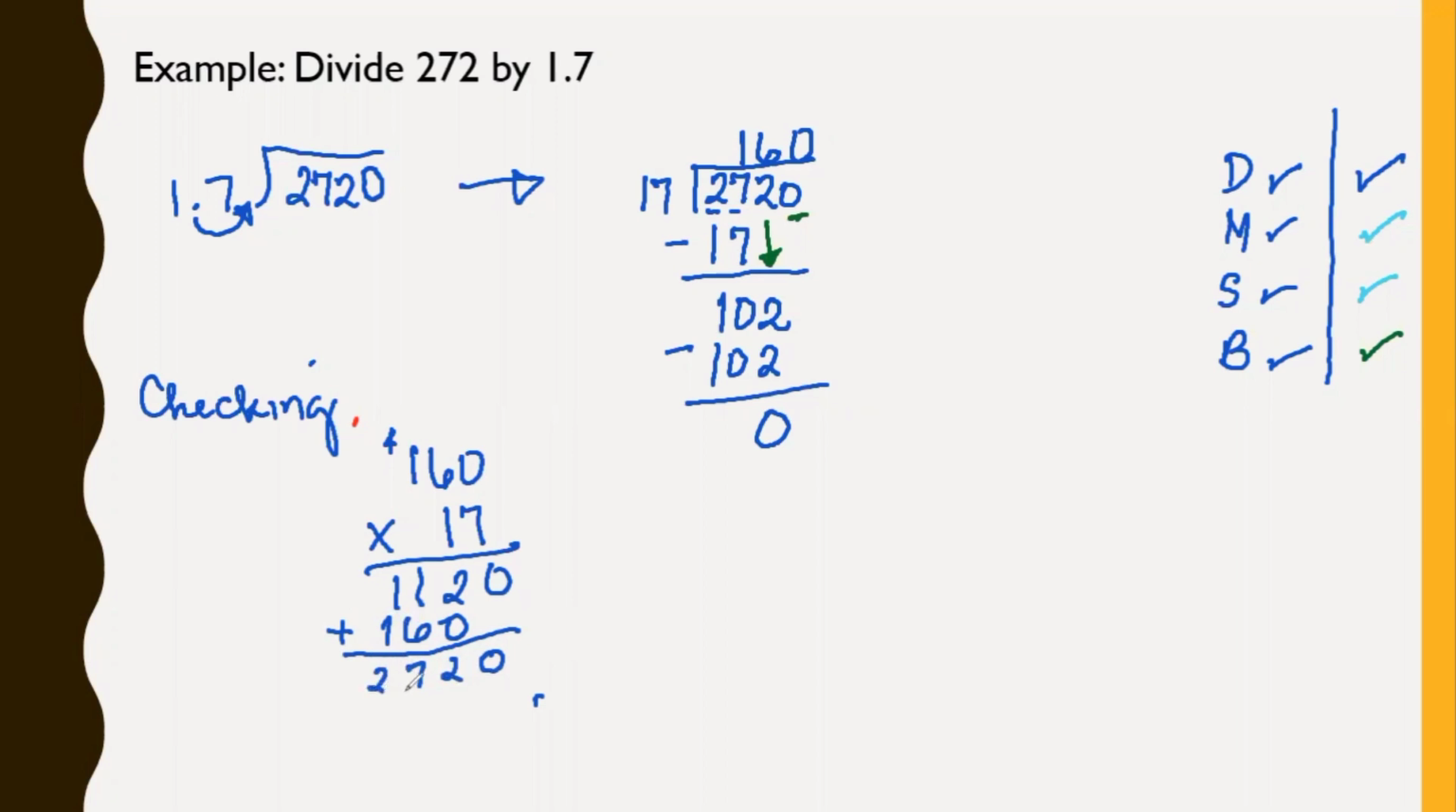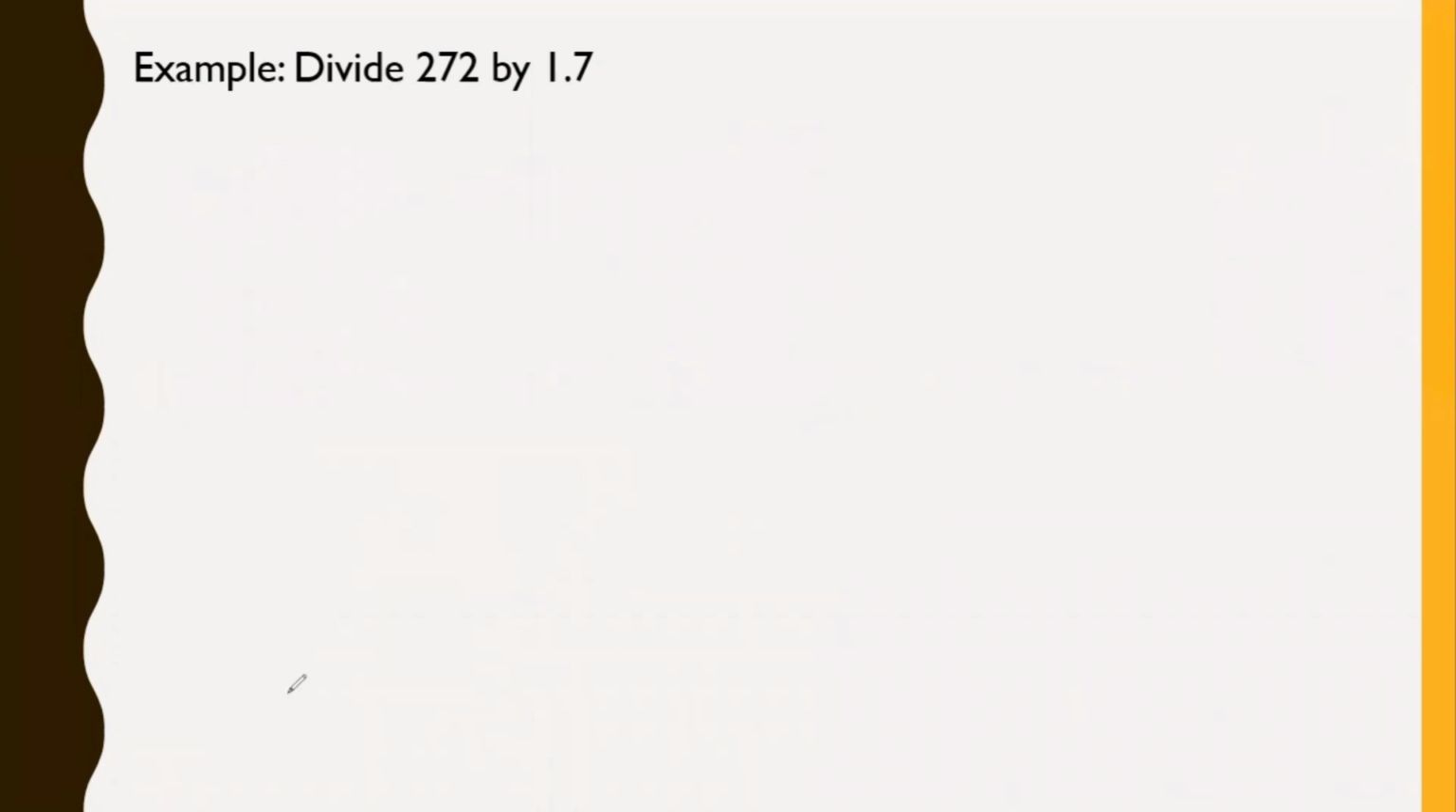The answer is 2,720. It is the same with our dividend here. Therefore, our answer is correct. That's example number 2. Then let's proceed to another example. So we have 258 divided by 6 hundredths.